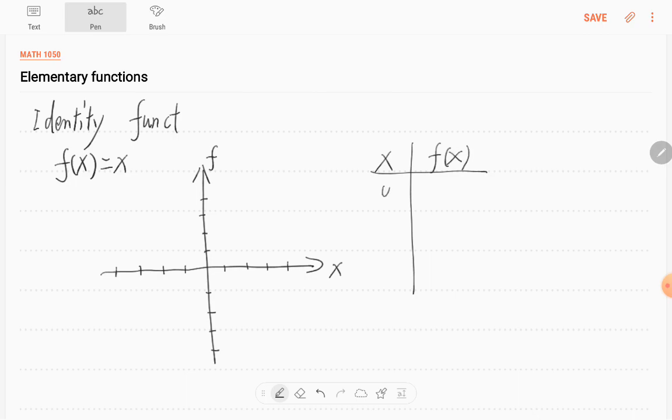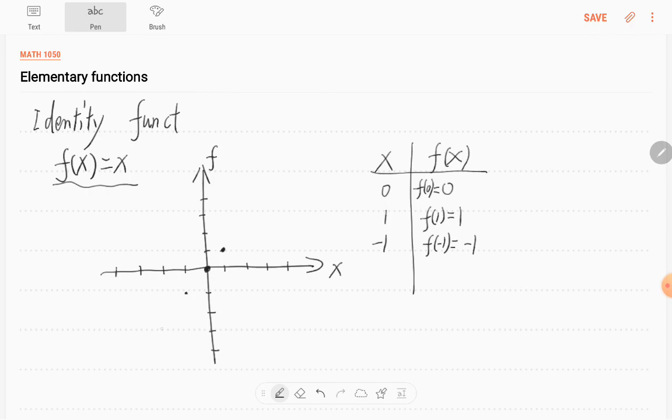So when x equals 0, it's equal to 0, right? So this point should be on the graph. When x equals 1, this is f values, so f of 1 equals what? F of x equals x. So we plug in x equals 1, so it's equal to 1. So this point is also on the graph, and -1. F of -1, which is -1 also, so it's here.